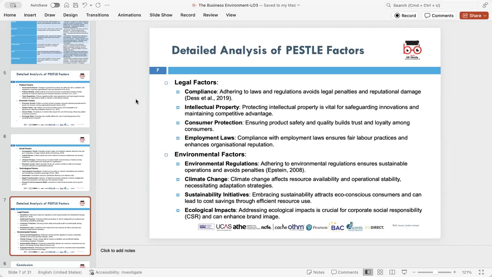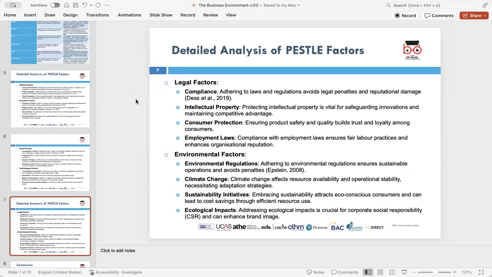Intellectual property includes legal rights such as patents, trademarks, and copyrights that protect innovations and creations. Protecting intellectual property is vital for safeguarding innovations and maintaining a competitive advantage. For example, patents protect new inventions, allowing companies to invest in research and development without fear of immediate imitation.